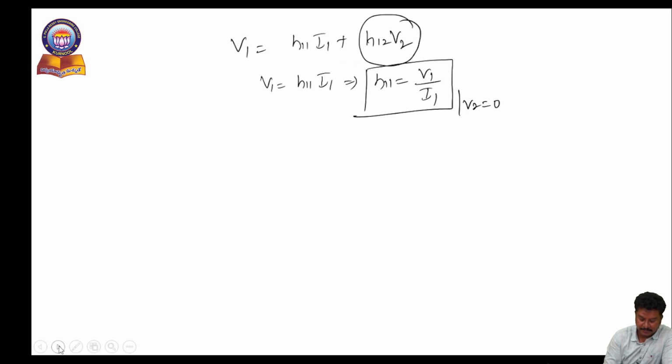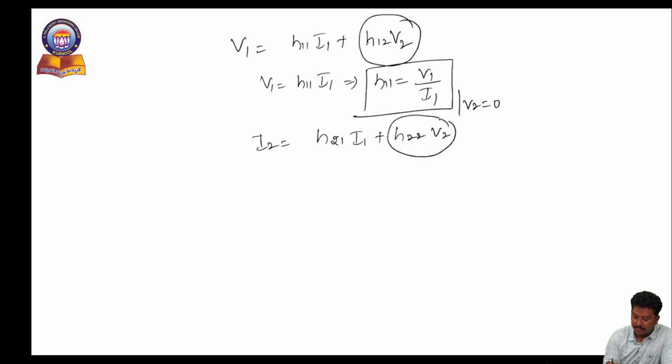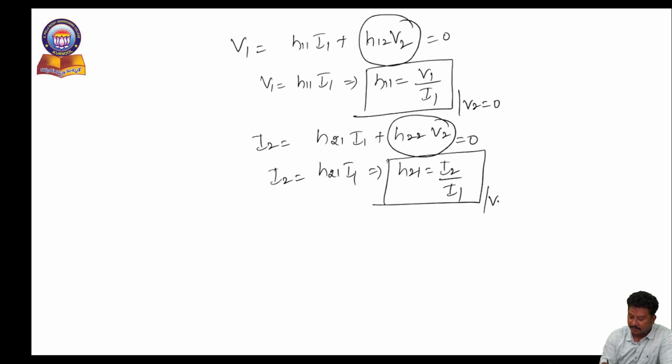For that case, I2 is equal to H21 I1 plus H22 V2. In this case, I am substituting V2 is equal to 0. This term is becoming 0, and finally I am getting I2 is equal to H21 I1. This implies H21 is equal to I2 by I1. This is the case by considering V2 is equal to 0.